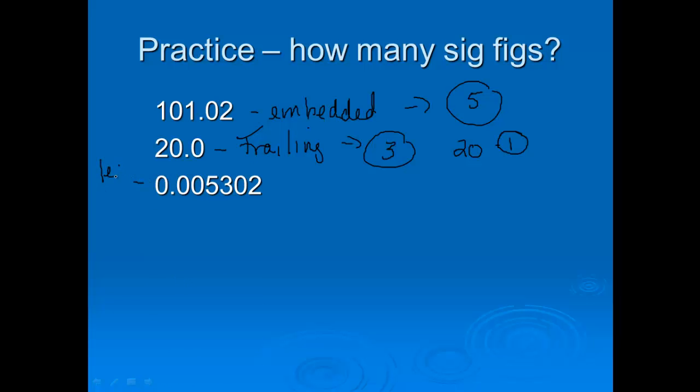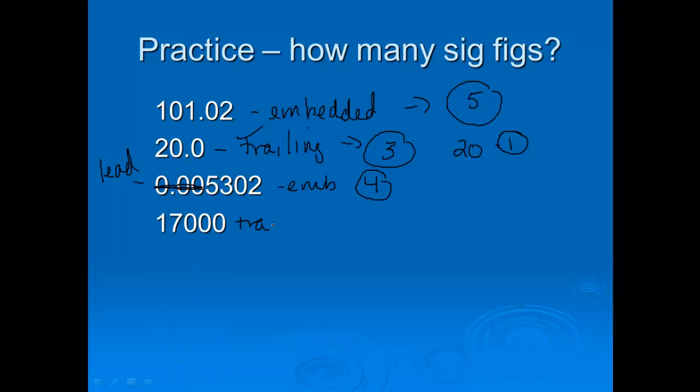Okay, here we've got two types of zeros. We have leading, and then we have embedded. The leading ones, I always remember, if you can cross them off at the beginning, they do not count. They're just holding a decimal place. So this is going to be 4 significant figures because this 0 will count.